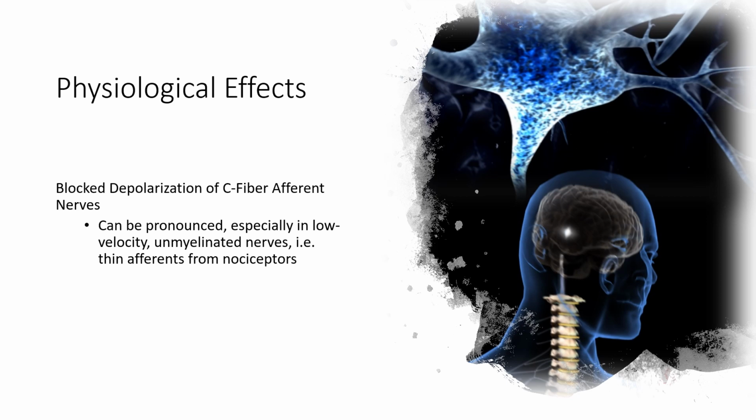Blocked depolarization of C-fiber afferent nerves. This mechanism can be pronounced, especially in low-velocity, unmyelinated nerves, especially those thin afferents from the nociceptors.